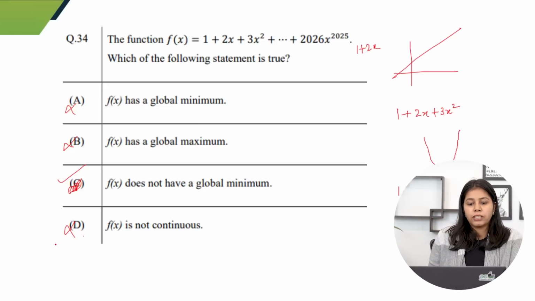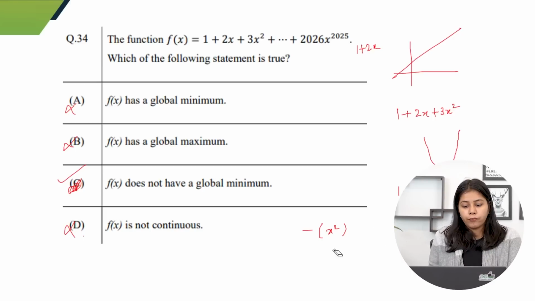There might be a possibility if I take a negative sign, right? If I take minus of x square, then we'll get this kind of a parabola. So then we'll have a maxima. In that case, we do not have a minima, because we do not have a negative value here. So that's why I'm not considering maximum, right? So f(x) does not have a global maximum.